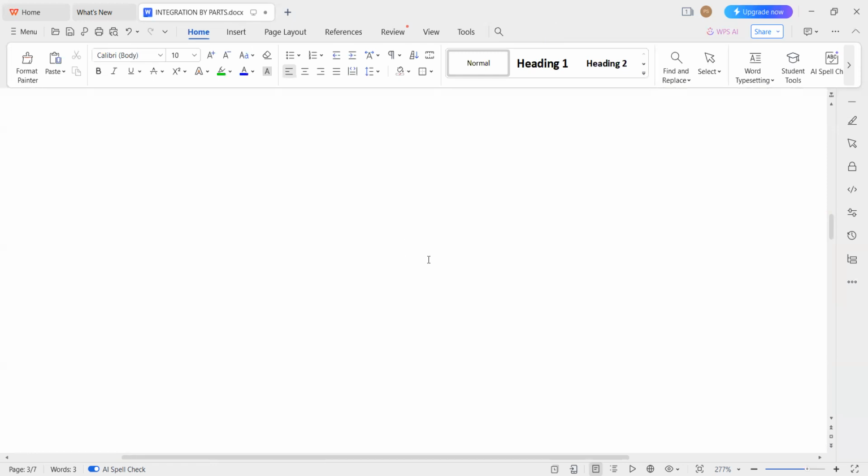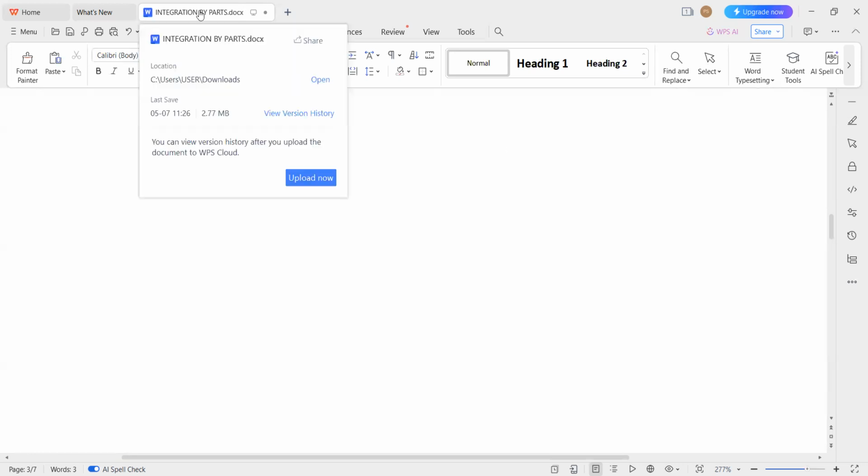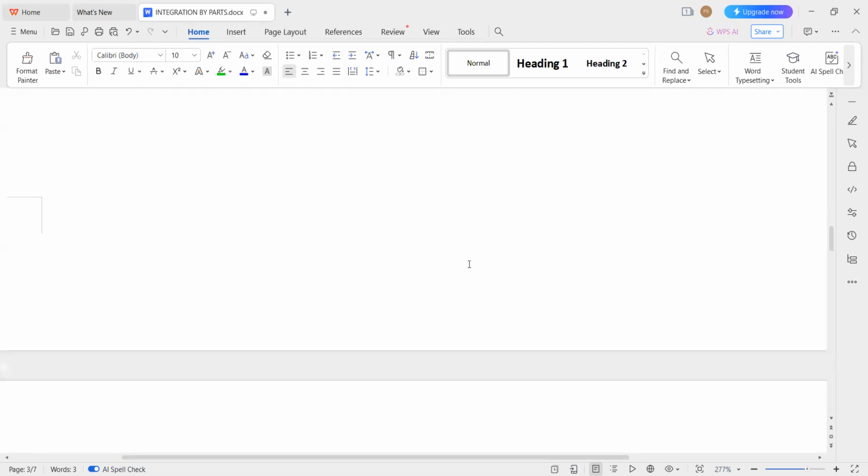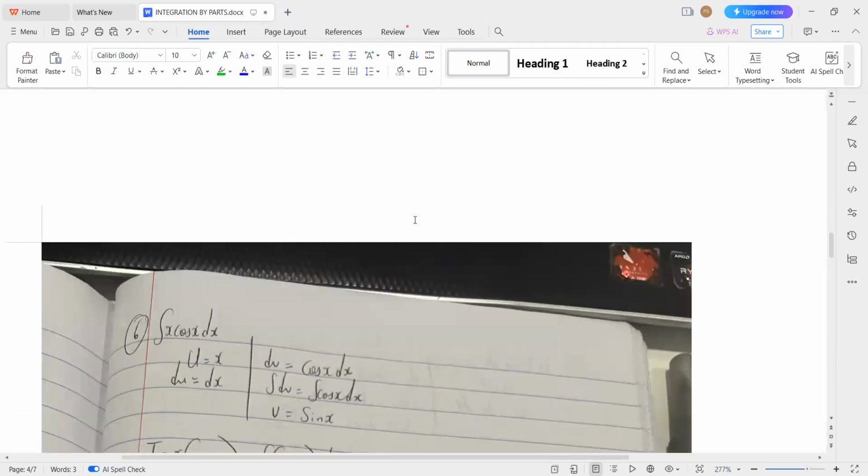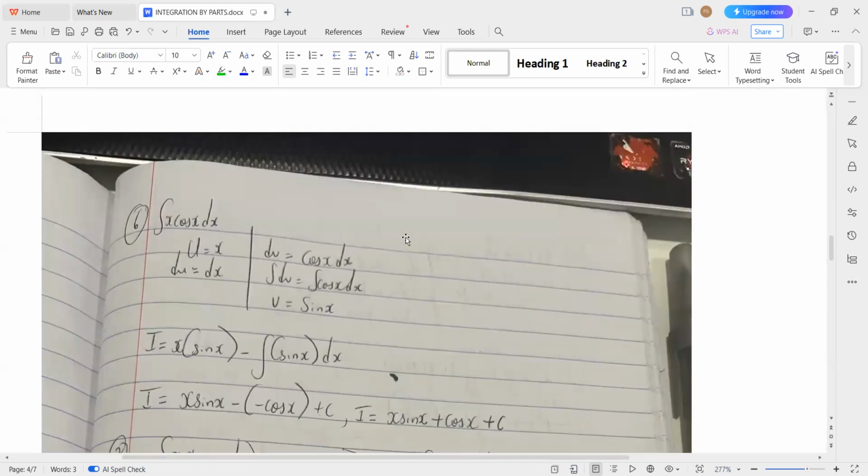Integration by parts is quite simple. So it's just basically, as I explained earlier, differentiating the left-hand side, integrating the right-hand side, and just putting the values of what you have into the formula, which is uv minus the integral of v du. So now let's take a look at this example real quick.